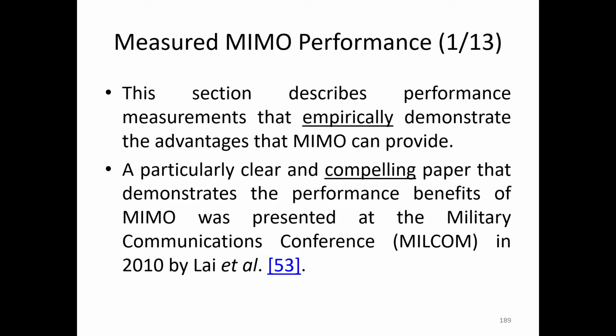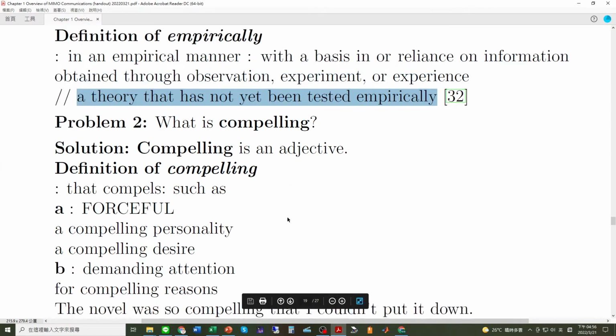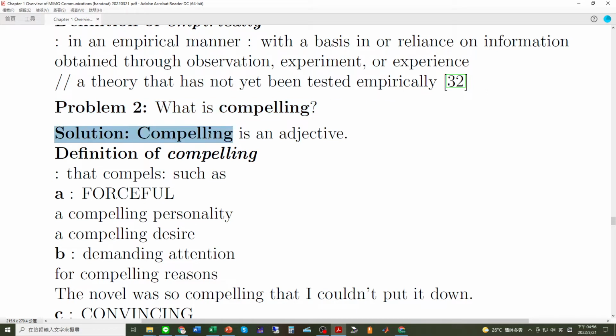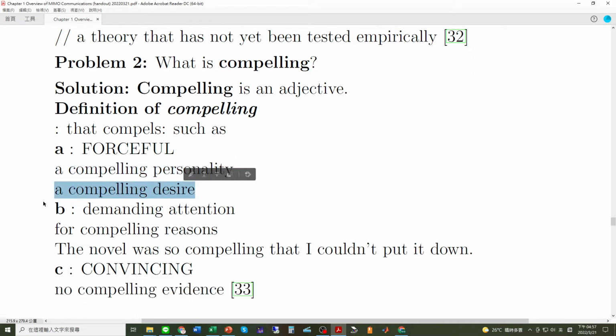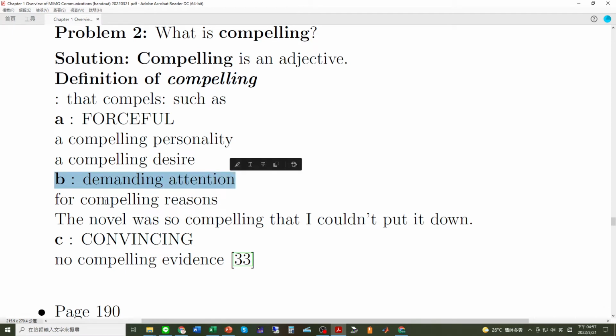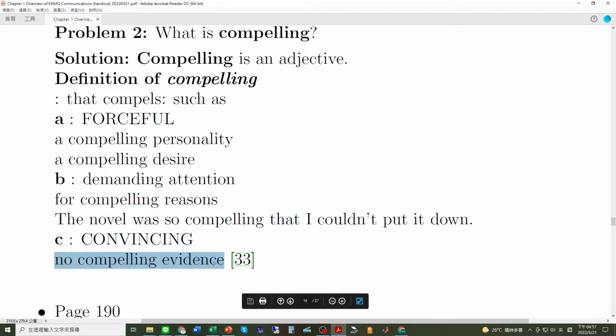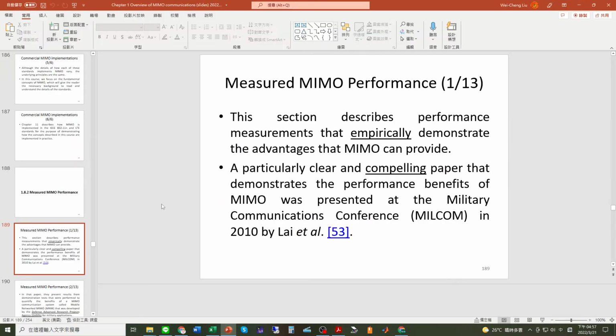Okay, what is compelling? Okay, let us see the handout. Okay, problem 2. What is compelling? Solution: compelling is an adjective. Definition of compelling: that compels, such as A. Forceful, a compelling personality, a compelling desire. B. Demanding attention, for compelling reasons. The novel was so compelling that I couldn't put it down. C. Convincing, no compelling evidence. Okay, go back to the slides.